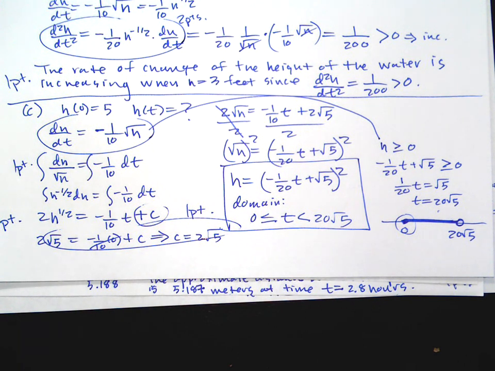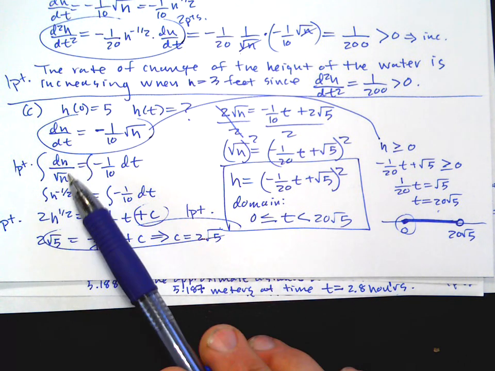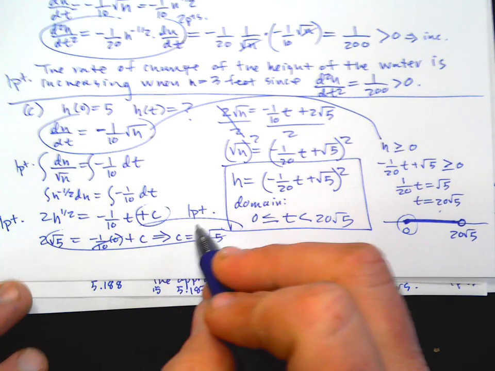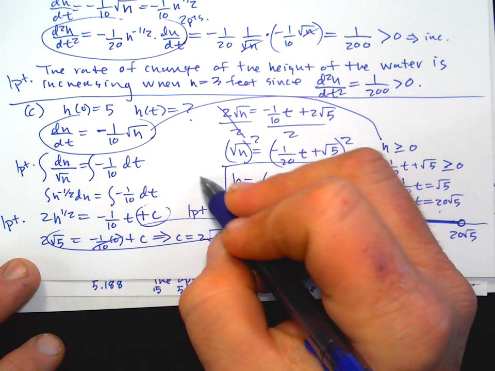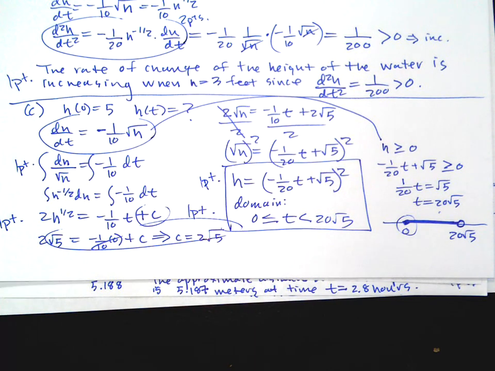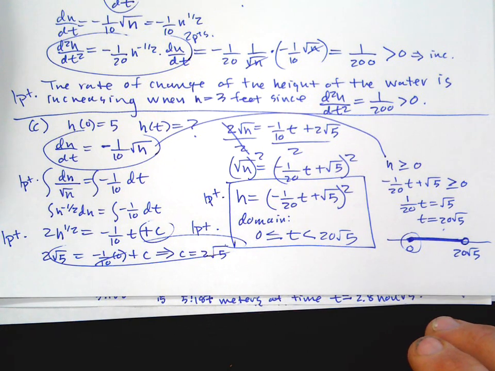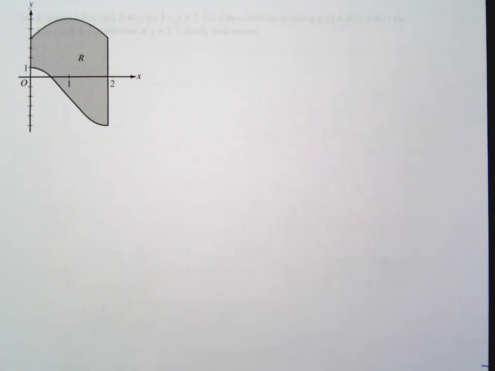So we got a point for separating the variables. You got a point for the antiderivatives. You got a point for plus c and finding c, and then you got a point for your final answer and domain. So that was a differential equation, kind of hidden a little bit, not so obvious as normal.